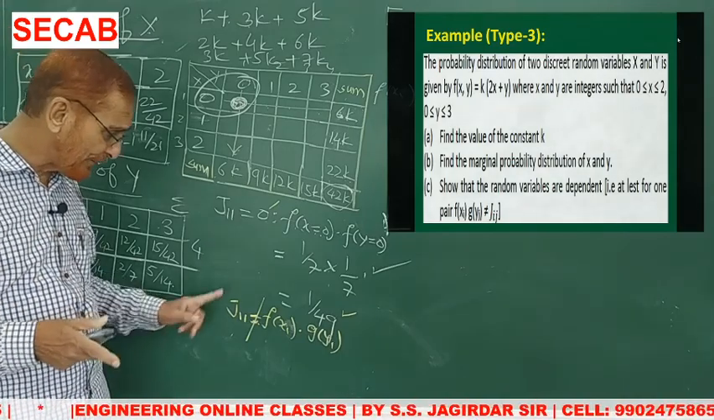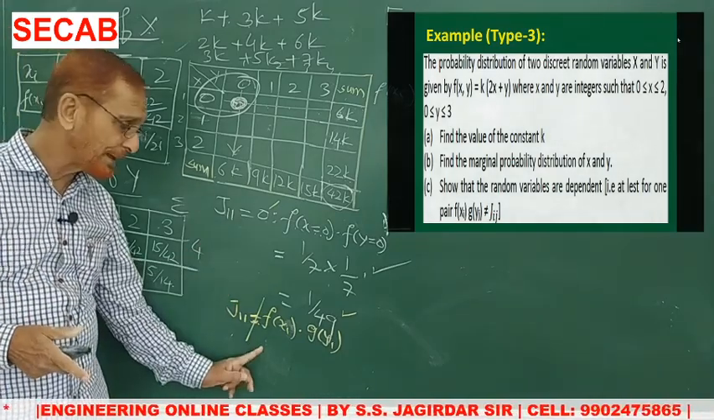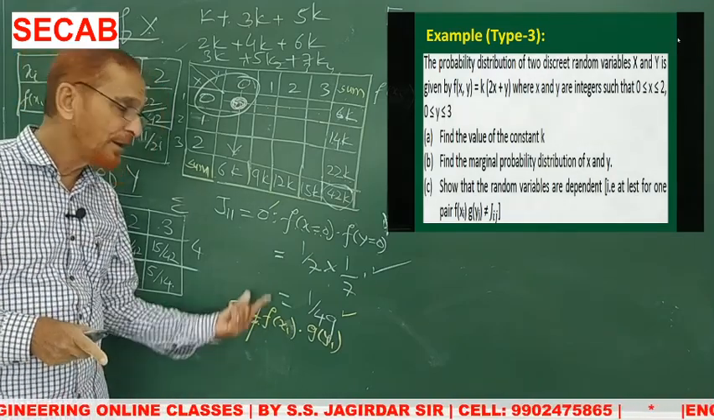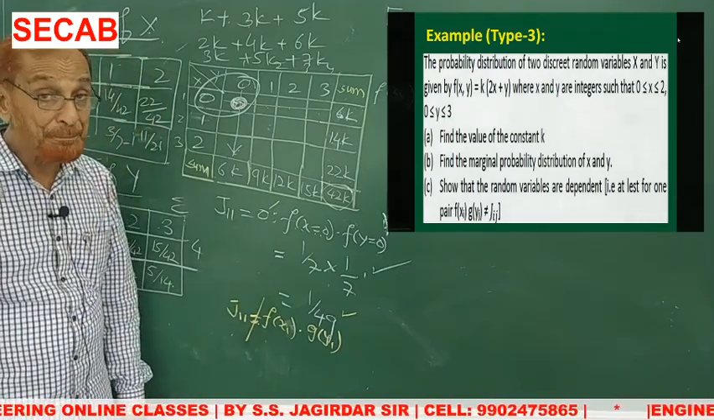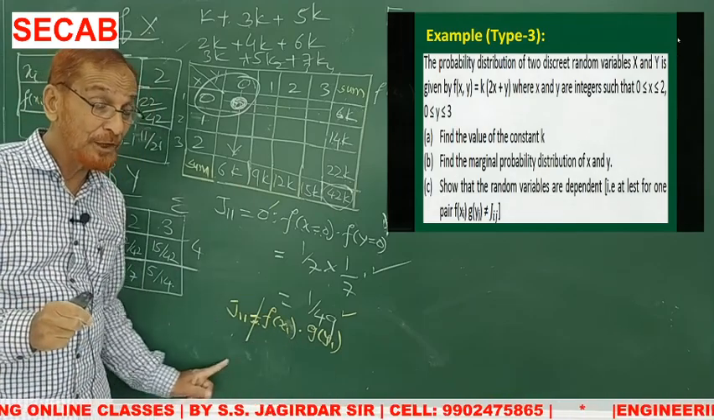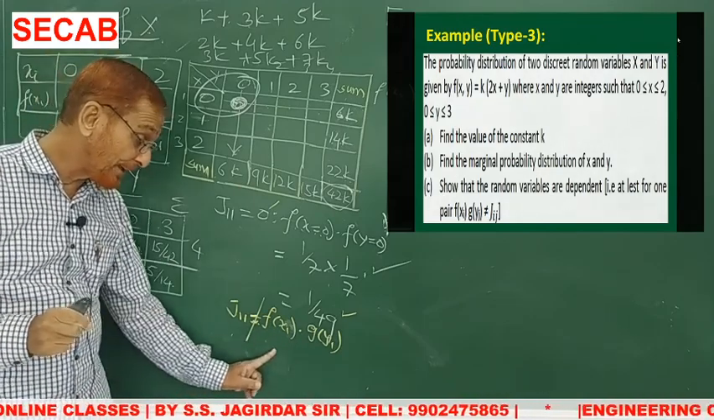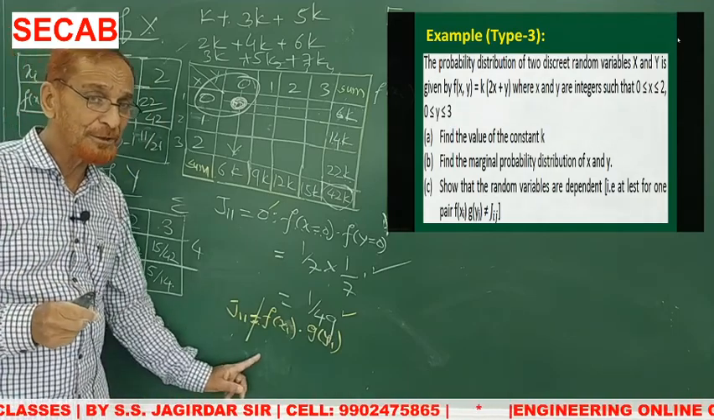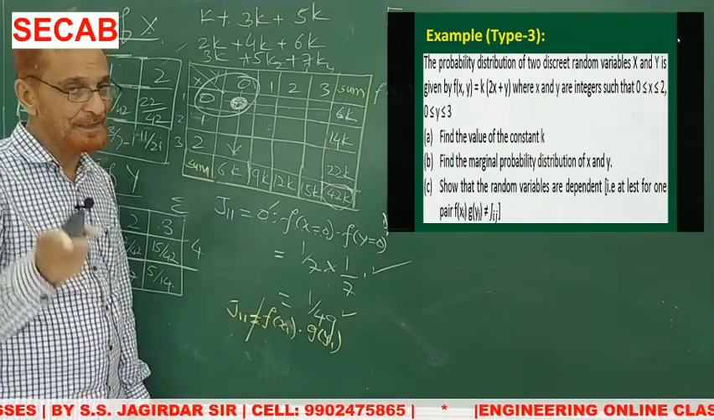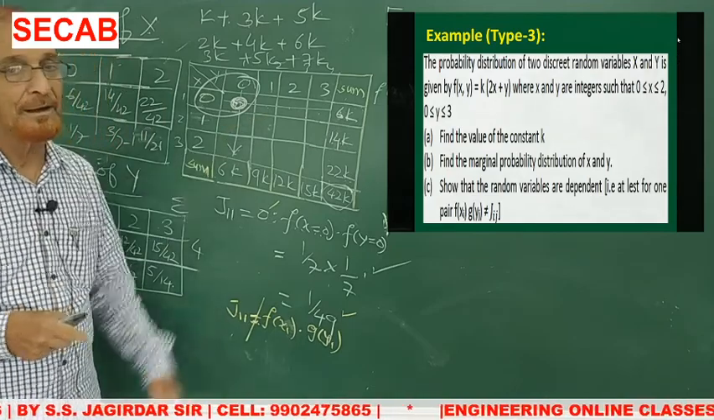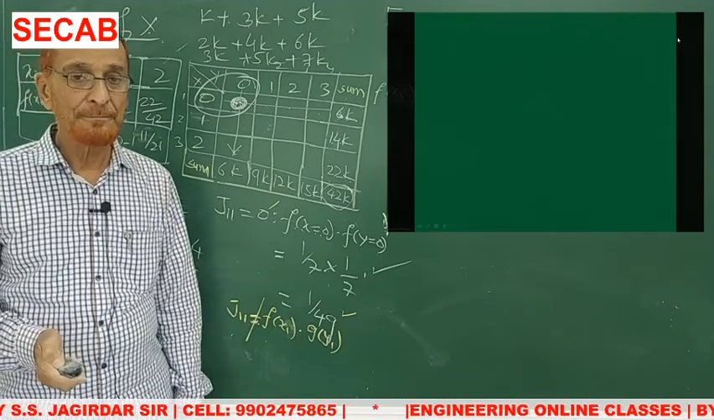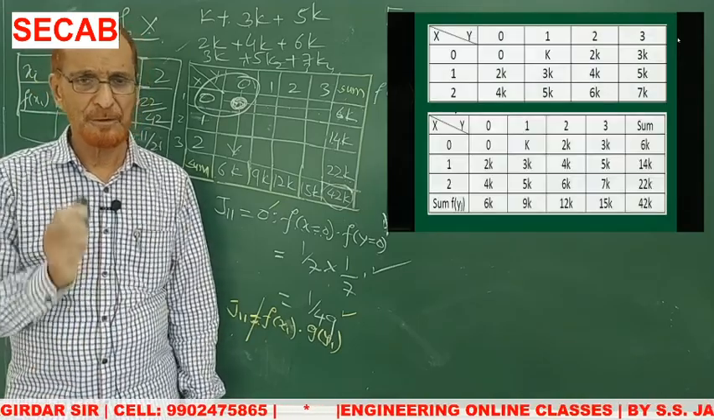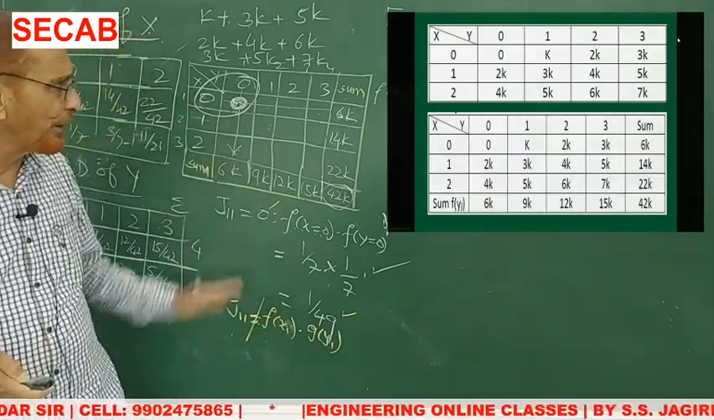For that we have taken one pair, and we have confirmed that this pair doesn't favor the definition. So therefore the variables are dependent. You have to write in the sentence: therefore, the variables are dependent, or you write the variables are not independent. Carefully you have to write. This way the answer is complete. Now the problem is complete, and all calculations I have shown on the board.